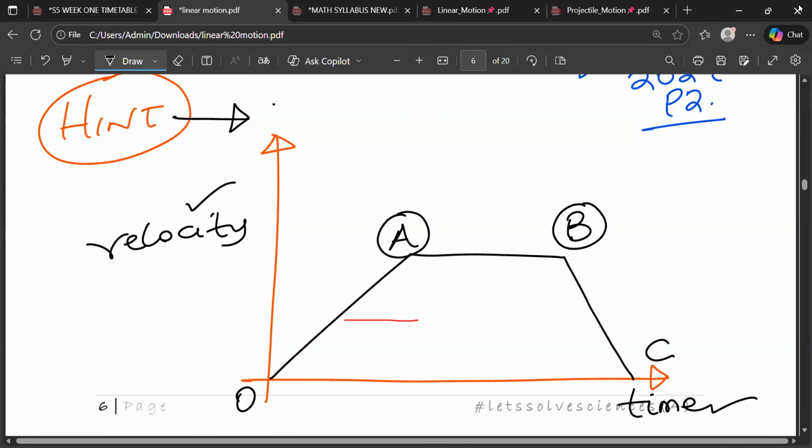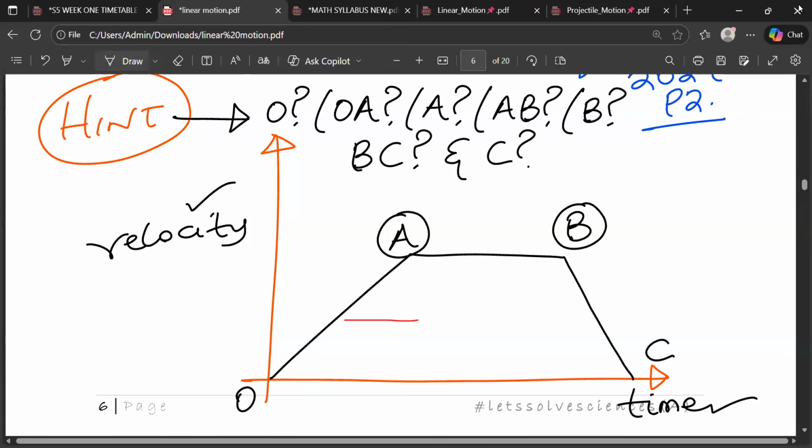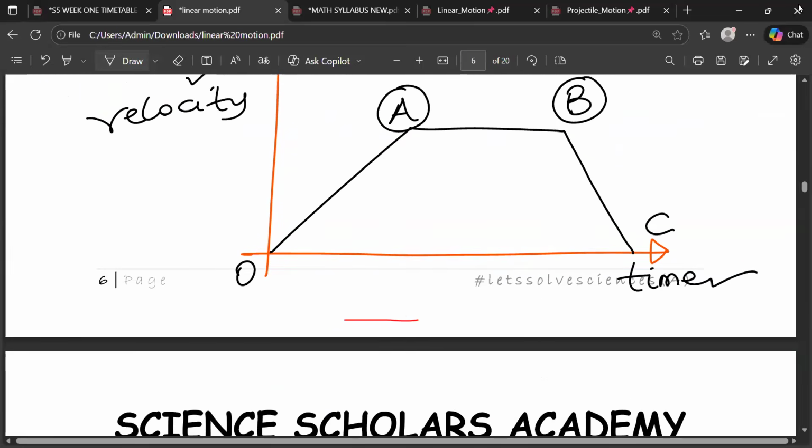It's like I want to know what happens at O, what happens during OA. So befriend a physics student. What happens at point A? What happens along the distance AB? What happens at B? Then what happens along BC? And finally, what happens at point C? That's what the question wants. That is the hint.